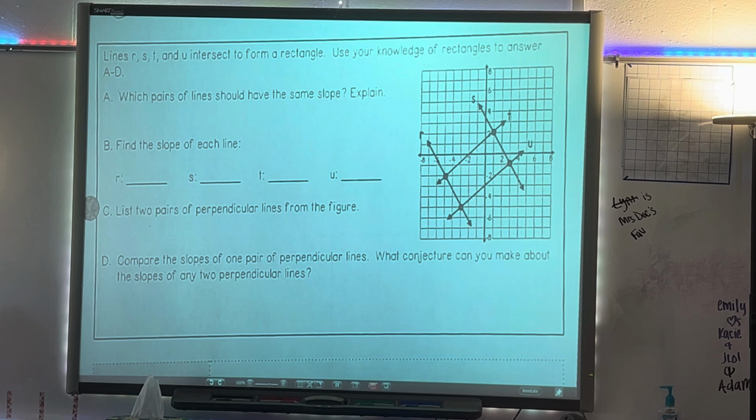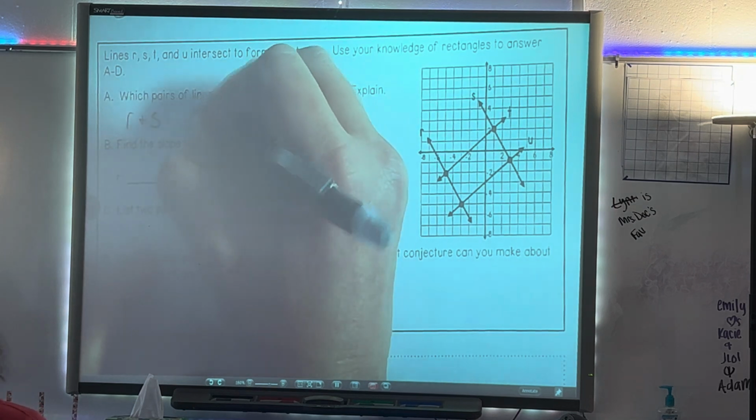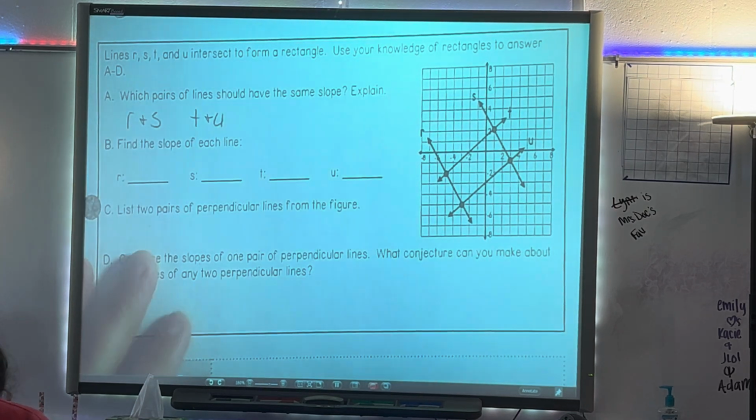All right, so when we look at lines R, S, and T over here on the coordinate plane, they want us to use what we know about rectangles to answer questions A through D. It says, which pairs of lines should have the same slope? So which pairs of lines would have the same slope? R and S. Okay, R and S. Go ahead. T and U. T and U. Are we all right with that?